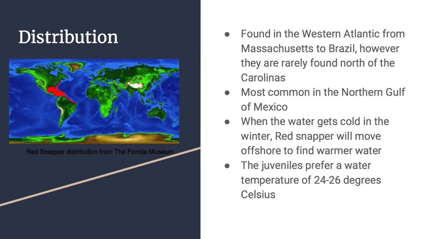Distribution. Red snapper are found in the western Atlantic from Massachusetts to Brazil. However, they are rarely found north of the Carolinas. Red snapper are most common in the northern Gulf of Mexico. And when the water gets cold in the winter, red snapper will move offshore to find warmer water. Juvenile red snapper prefer a water temperature of 24 to 26 degrees Celsius.